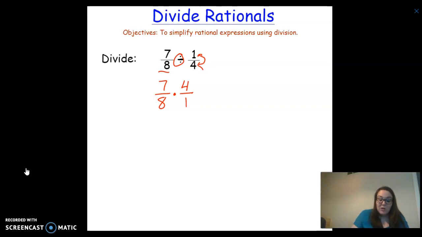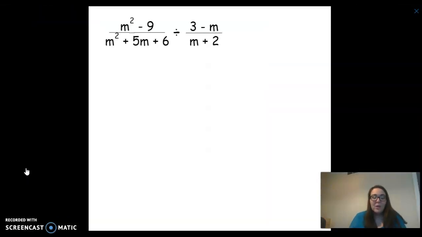Then remember you want to multiply, or you can cross simplify first if you want to, and simplify those two right there. You could have multiplied it straight across and had 28/8, and it still would simplify to the same thing as 7/2. Okay, so again, dividing is a lot like multiplying, so this is hopefully going to be a much shorter lesson than day 1 was for this week. Here's the first problem we're going to start with.